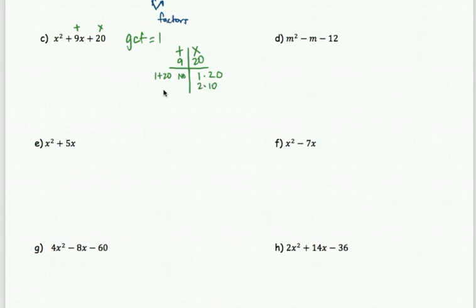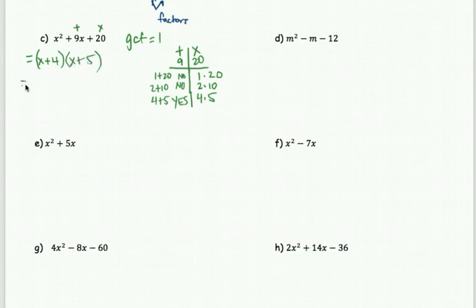2 times 10 makes 20. 2 plus 10, does that make 9? No. So 3 doesn't work. 4 times 5 works for 20. If I add those, does that work? Yes, that will make 9. Just keep in mind as we go through, the sign is important. It has to make positive 9 and positive 20. From here, you write in x plus 4, x plus 5, like that.